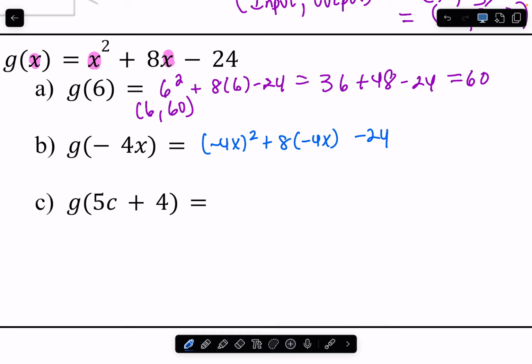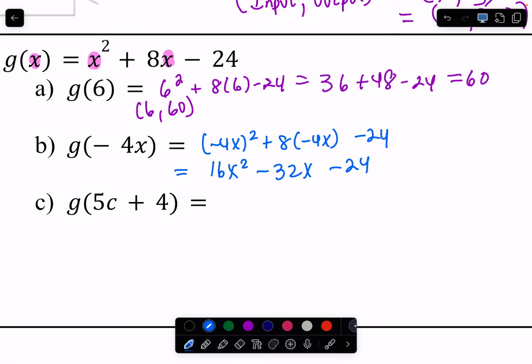So when you do that, when you square a negative, it becomes a positive. 4 squared is 16, x squared is x squared. Here we got negative 32x minus 24. Now those are all unlike terms. One has a square on it, one does not, and one doesn't even have an x. So leaving it like that, and especially in descending order for your powers, is a good rule of thumb to check your work and to organize your work. Okay? Do we have any questions on A or B before we jump in and do C?